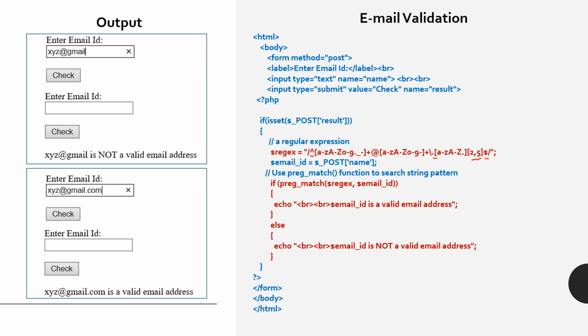Now we will see the outputs. See, one example: xyz@gmail. What's the problem? The dot is not specified. After the dot nothing is specified, but all these things should be there. That is the meaning. So it will display "xyz@gmail is not a valid email address". Another one, xyz@gmail.com. It's a valid email ID. This way you can validate.